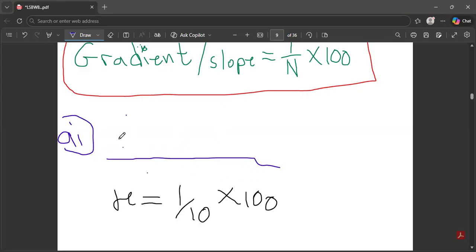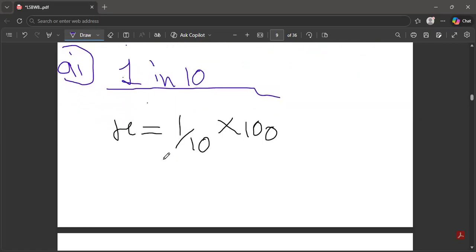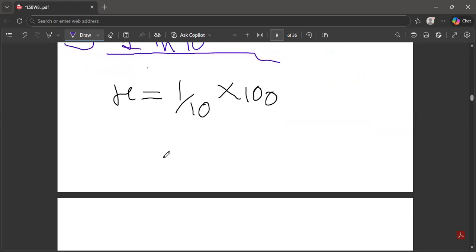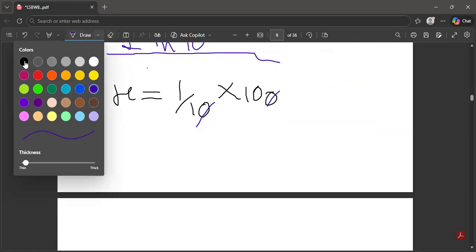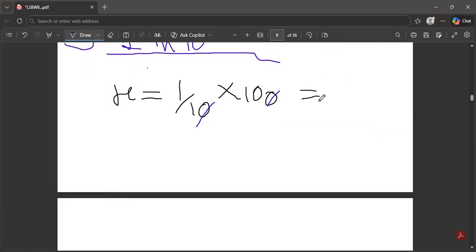This is for 1 in 10. Let's quickly work this out together. You realize that from here, this 0 can even take care of this 0. So at the end of the day, our answer is going to be 10, which gives us, finally, x is equal to 10%. Since it's a gradient or a slope, we should always leave our answer in percentage form.